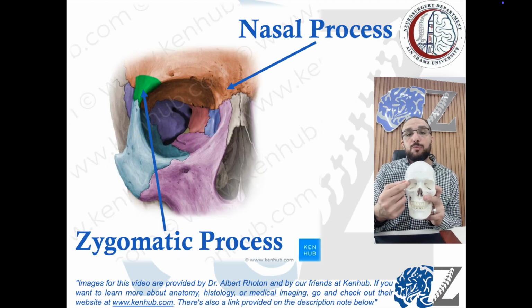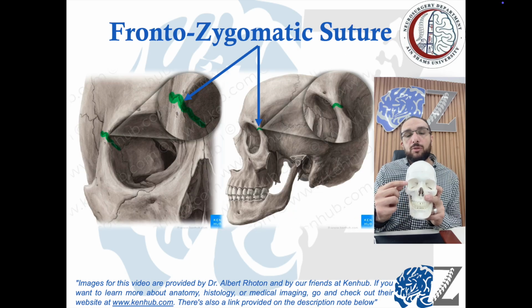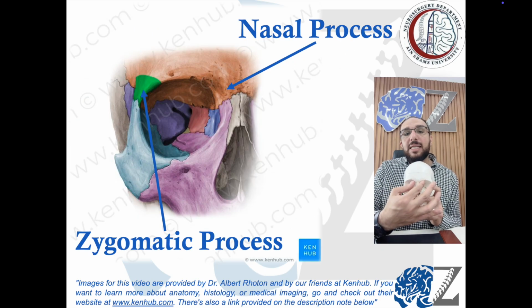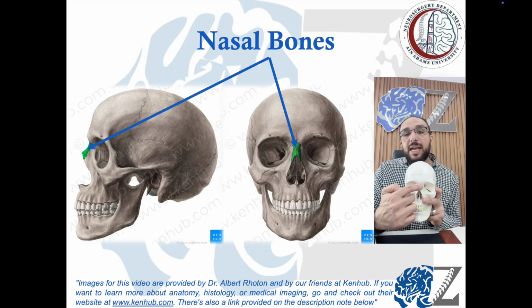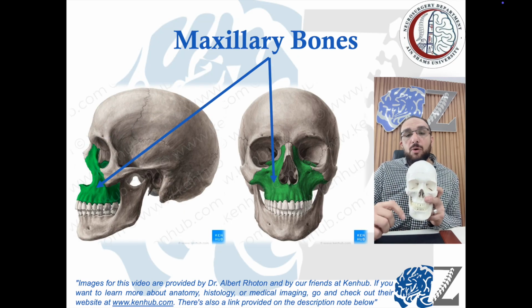I know that we have two processes downwards in here, one lateral zygomatic process of the frontal bone that fuses with the zygomatic bone through this frontozygomatic suture, and one medial nasal process of the frontal bone that fuses with the nasal bone medially and with the maxillary bone laterally.